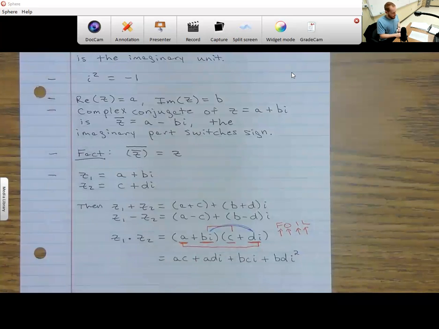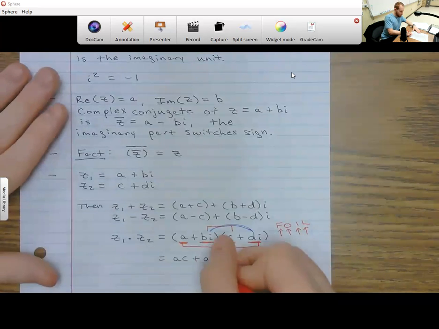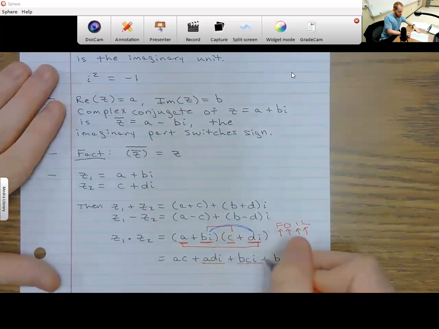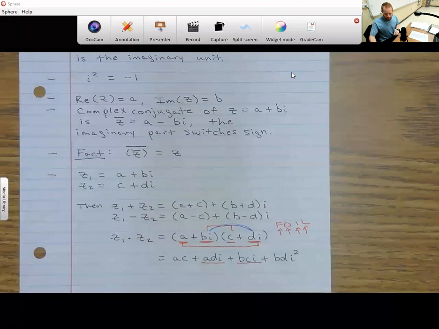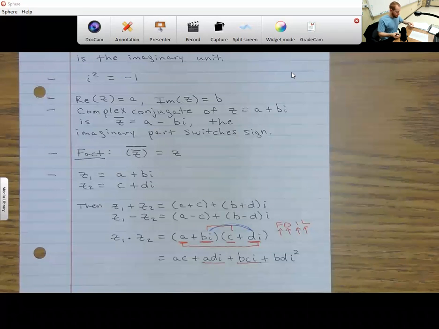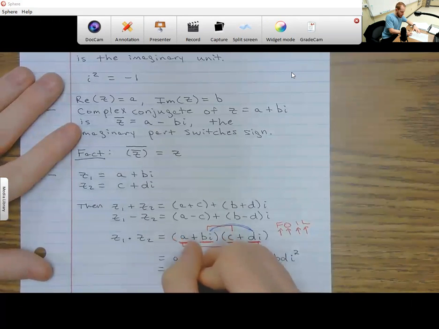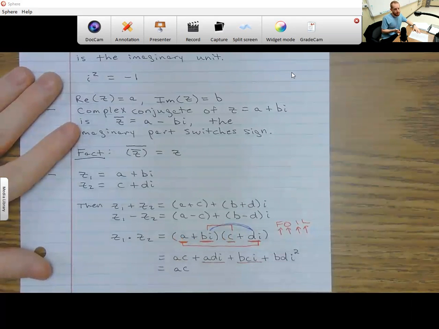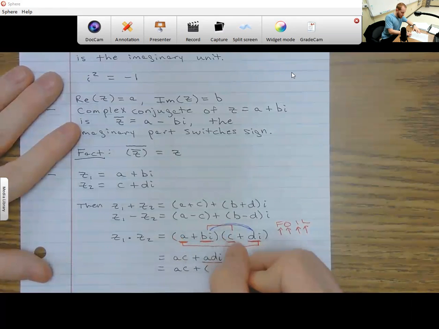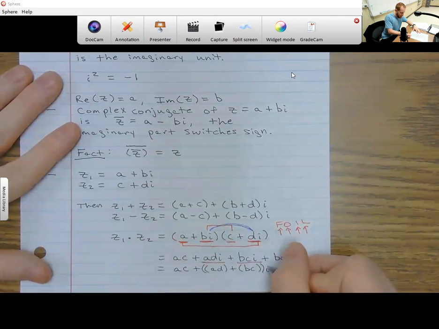Okay? So now what we can do is we have the two terms in the middle that we can put together. Why are the two terms in the middle able to be put together? It's because they're like terms. Notice how they both end in an i. So what I can do is I can bring down my ac like this. We haven't done anything with the ac yet, but I can put the ad and the bc together. I can add those terms up. And we're going to put those together in a single set of parentheses, and we're going to put i on the outside.